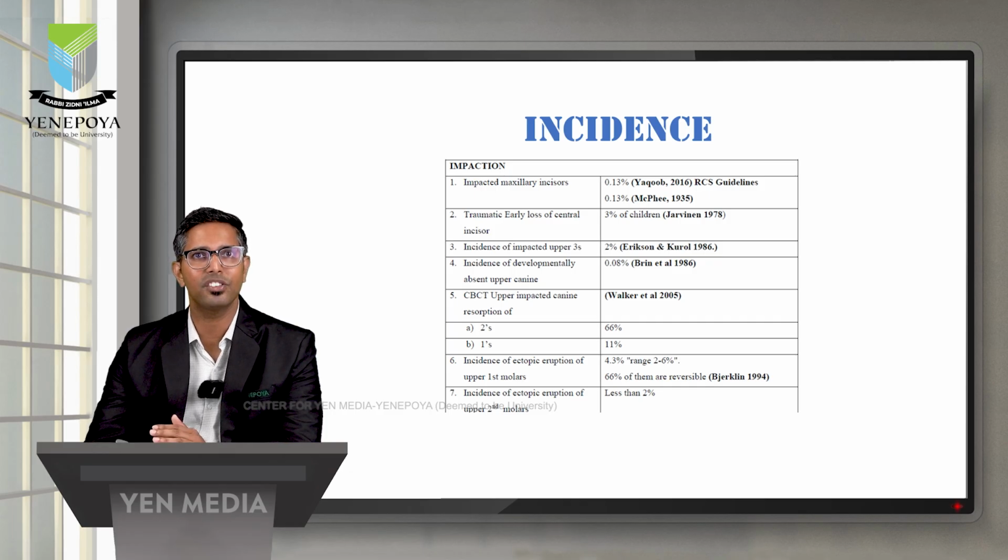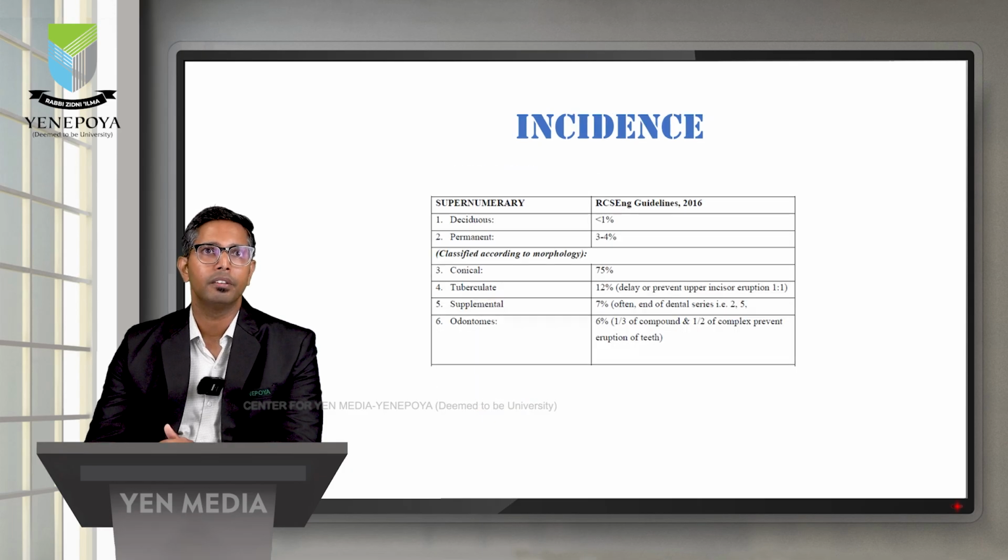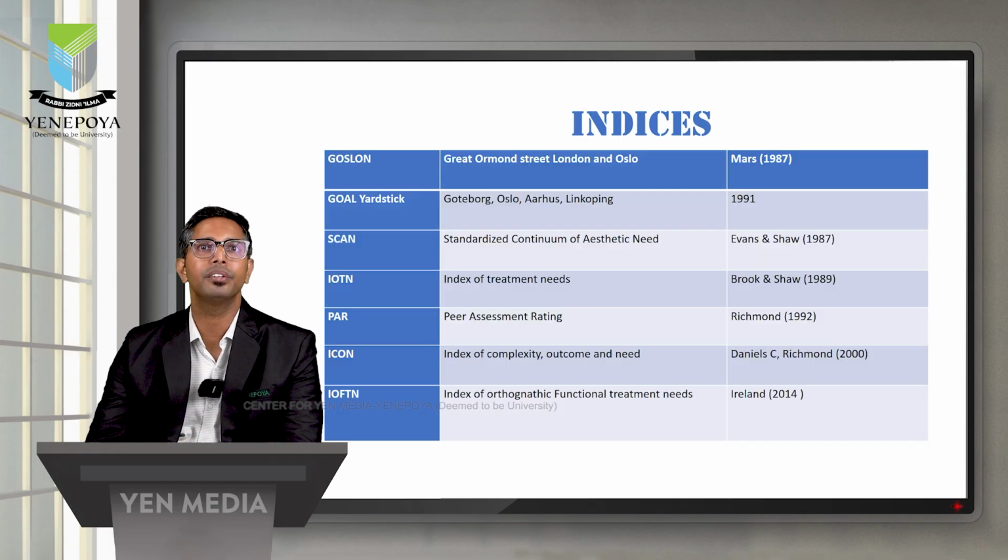You can just take a screenshot of this. This is the incidence chart which is taken from various authors. This is of the supernumerary teeth, based on the deciduous and permanent, and based on the types of supernumerary teeth.